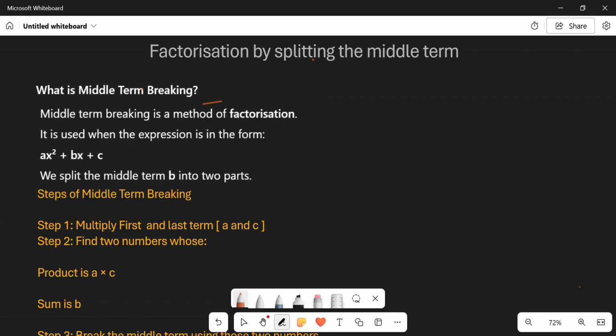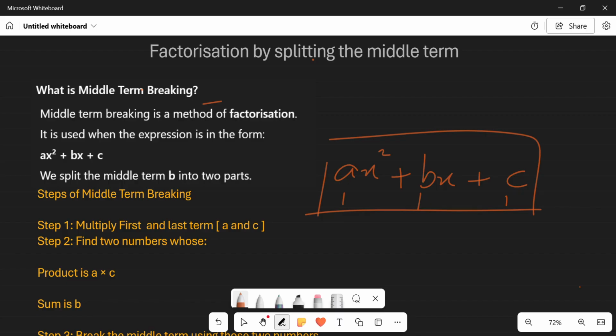It is used when the expression is in the form of ax squared plus bx plus c, right? So a, b, and c belong to numbers, right? The questions that we will further solve are based on this standard form, right? So what are the steps to solve middle term breaking?